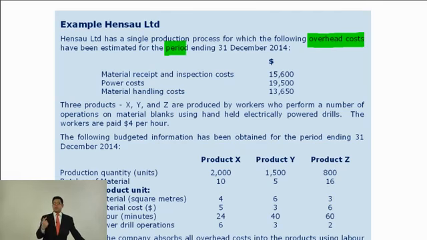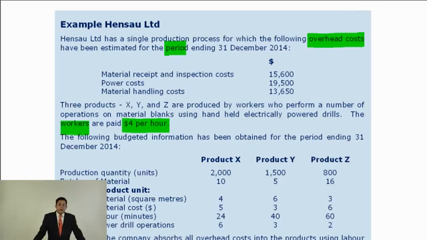Okay, not for individual product but for the whole period. They given us material receipts and inspection, power cost and material handling cost. Afterwards, three products X, Y and Z are produced by workers who perform a number of operations on the material blanks using handheld electrically powered drills. The workers are paid $4 per hour. So this is an important information. Why? Because when I calculate the cost of labor, I may need this hourly rate. They get paid $4 per hour.